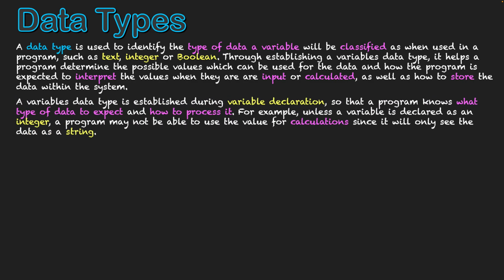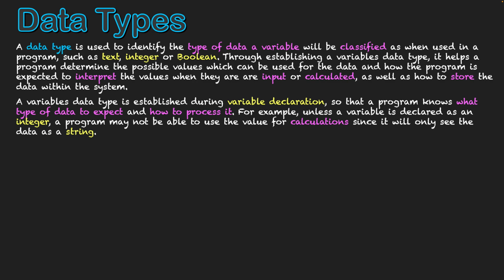So, first we need to understand that in order to establish data types, we do that through variable declaration. So when we actually create the variable, we say create the variable as a string or as a Boolean or as an integer so that the program will know what to expect from the user when that variable is created and straight away know how to process that data because it already knows what data type it will be.